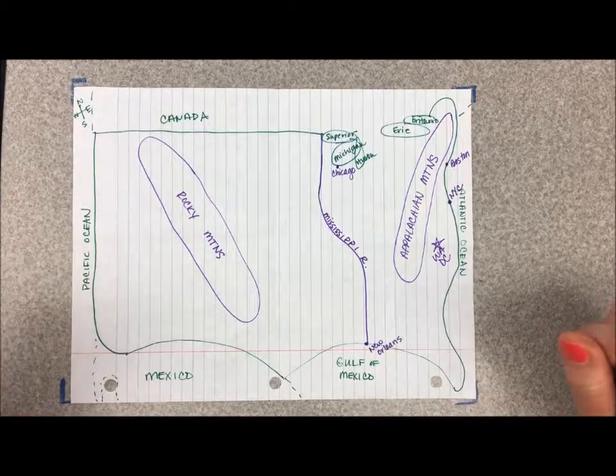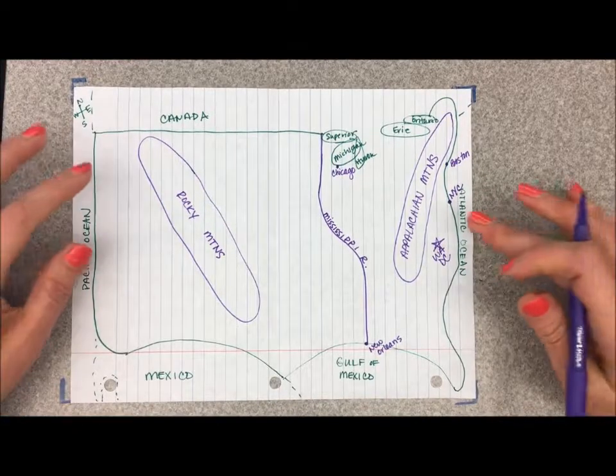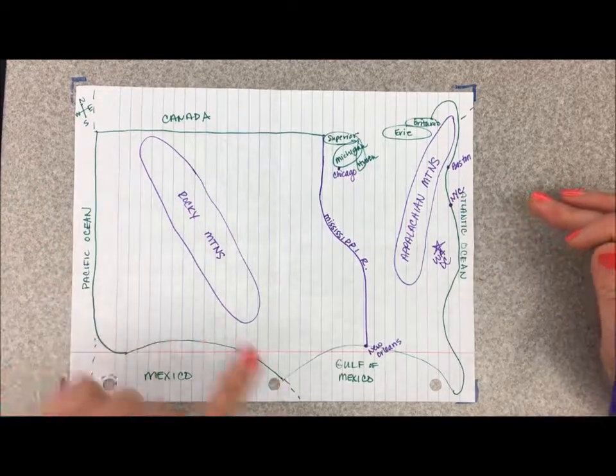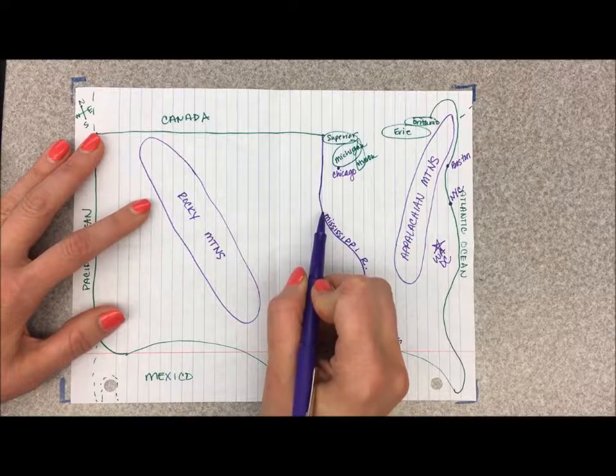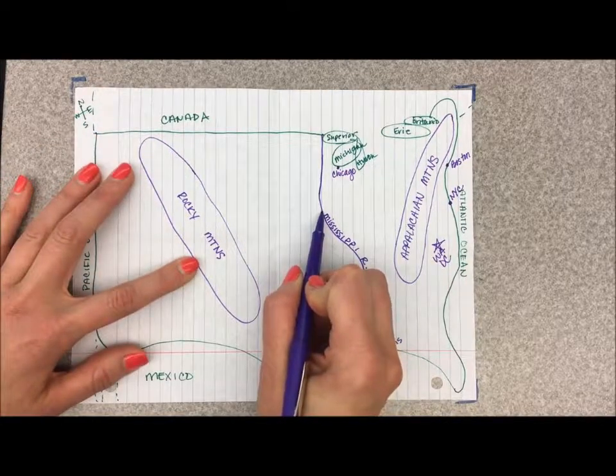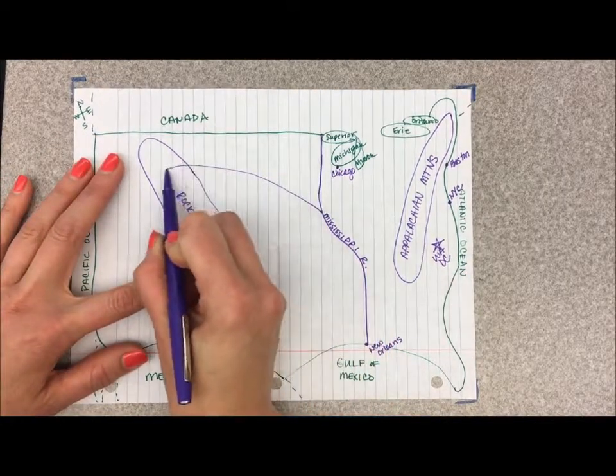Now that we have the Rocky Mountains labeled, we're going to go back and hit another one of our major rivers. It's the Missouri River, and it comes off of the Mississippi River about here and into the top part of the Rocky Mountains.